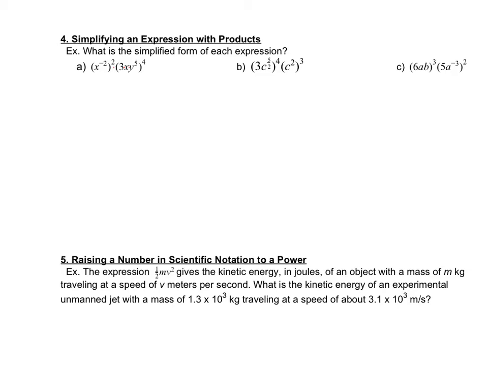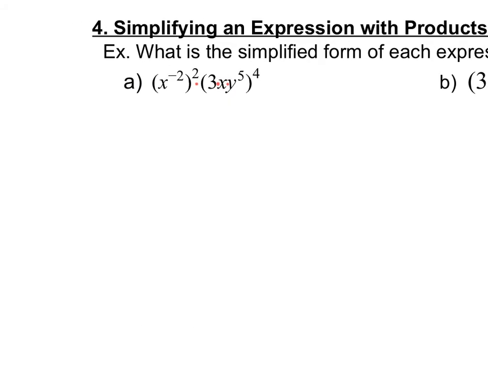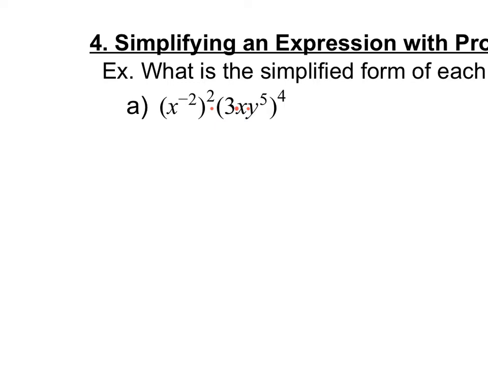It is just multiplication. So zooming in here, we know that we have x to the -2 raised to the 2 power. So everything in there is going to be raised to the 2 power. Then we have 3 to the first power, x to the first power, and y to the 5th power. And all of those things are going to be raised to the 4th power. So when I rewrite this, I get x to the -2nd raised to the 2nd power. There's no change there. Times 3 to the first power raised to the 4th power.